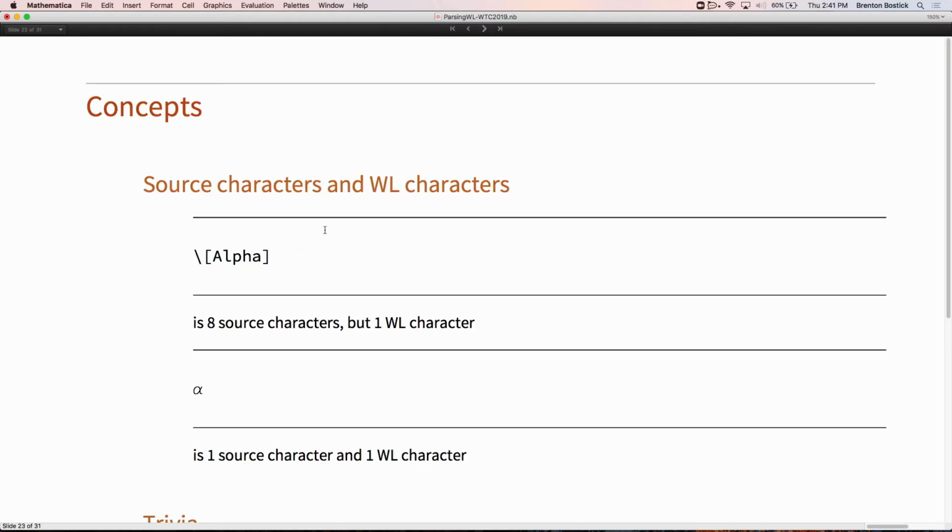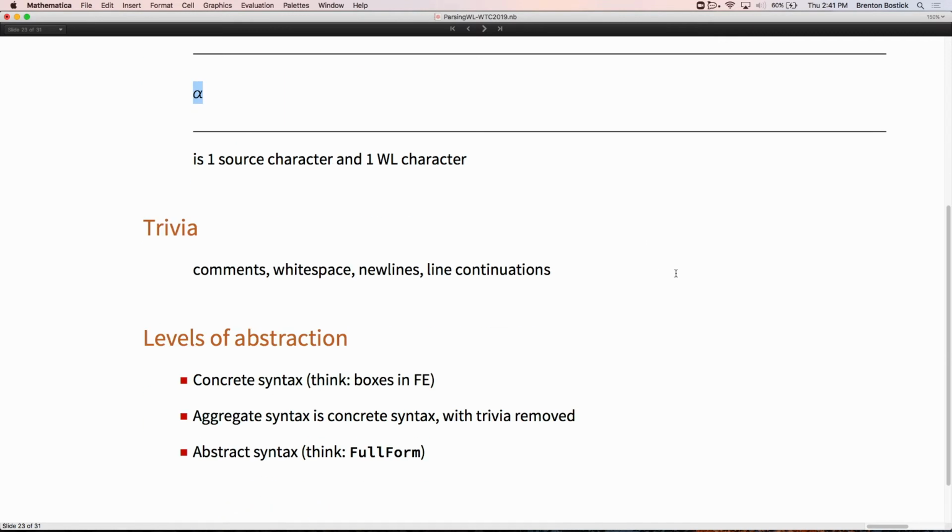So some different concepts. A source character: there are 8 source characters in this selection right now, but there's only one Wolfram language character. There is one source character here and one Wolfram language character there. So hopefully that's enough explanation for people. Trivia is what I'm calling comments, white space, new lines, and line continuations. And aggregate syntax is therefore concrete syntax, but with trivia removed. Concrete syntax, think of boxes in the front end, and abstract syntax, think of full form in the kernel, roughly. I know they're different, but anyway.